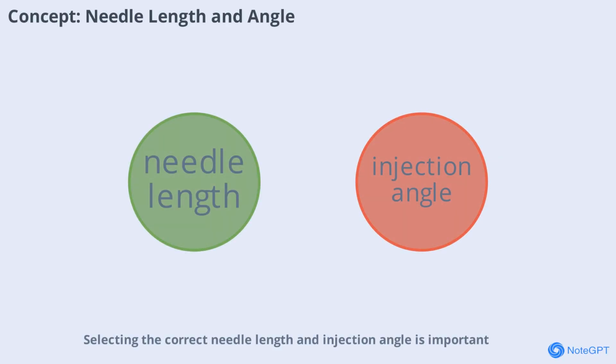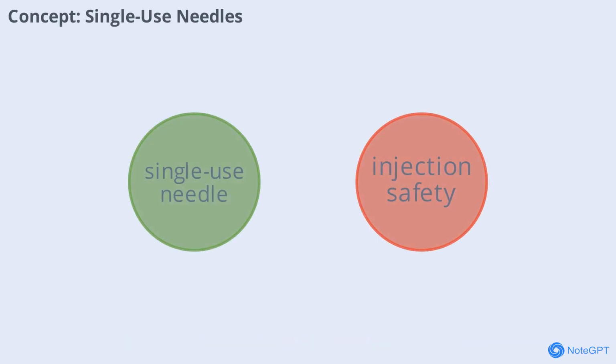Selecting the correct needle length and injection angle is important for delivering insulin into the subcutaneous tissue without reaching the muscle. Shorter needles are generally used at a 90-degree angle, while longer needles may require a 45-degree angle and a skin fold. Single-use needles are designed to be used once and then discarded.